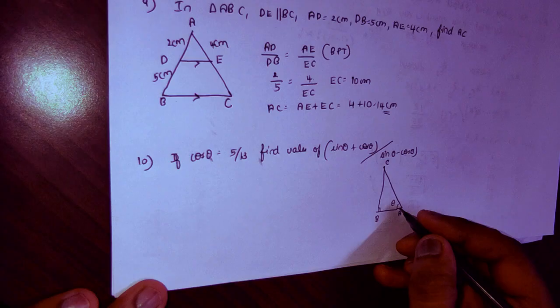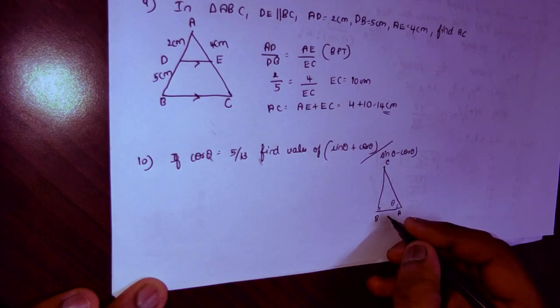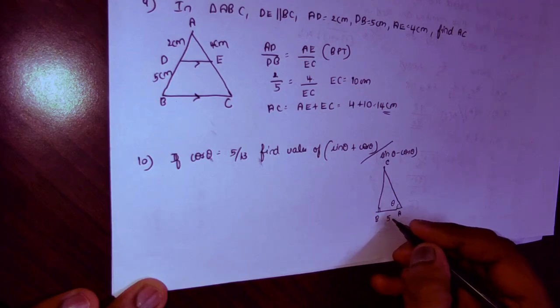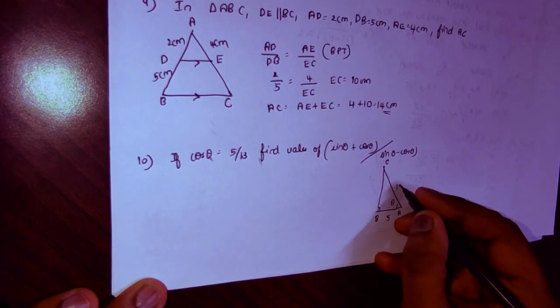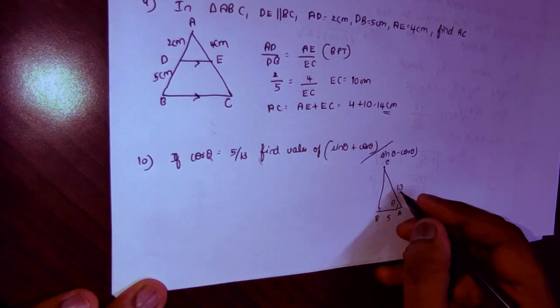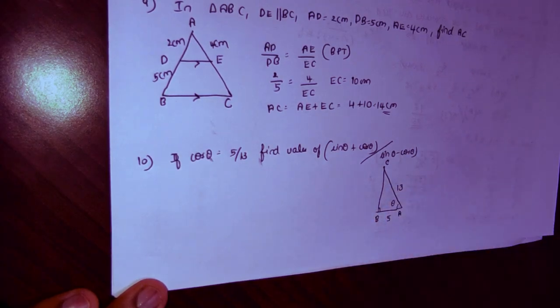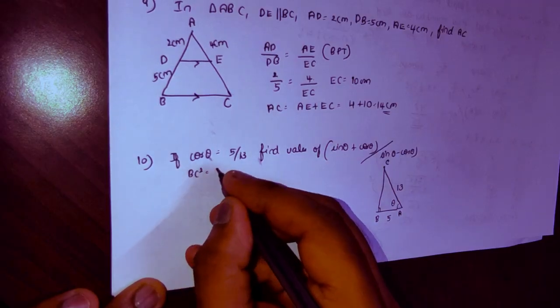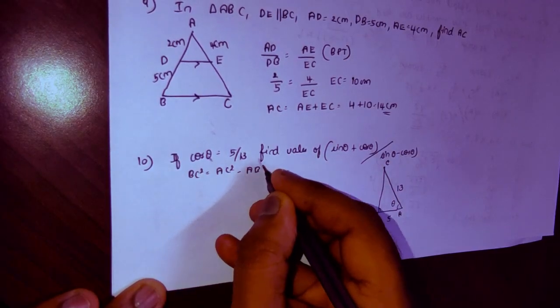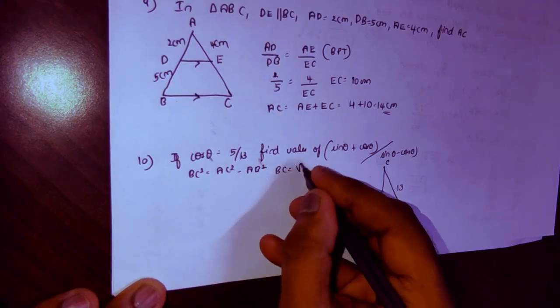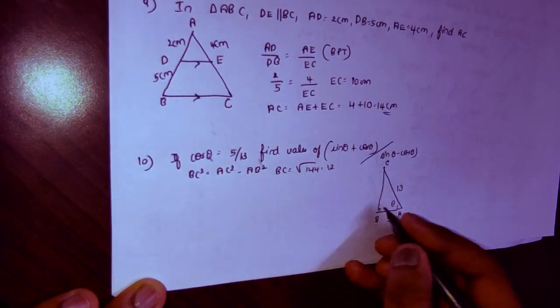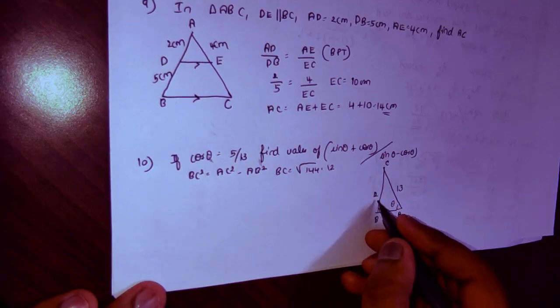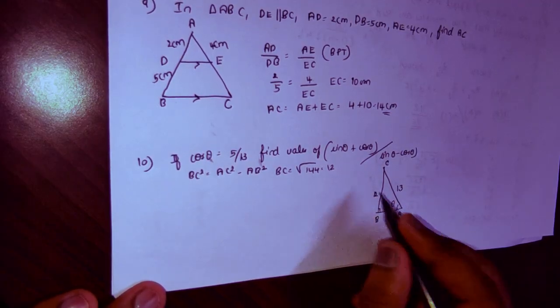Now we know that cos theta, that is adjacent by hypotenuse, is 5 by 13. This will become the adjacent side, that is 5, and this is the hypotenuse, that is 13. We have to find this by using Pythagoras theorem. By using Pythagoras theorem, BC square is equal to AC square minus AB square. BC is equal to root 144, that is 12.